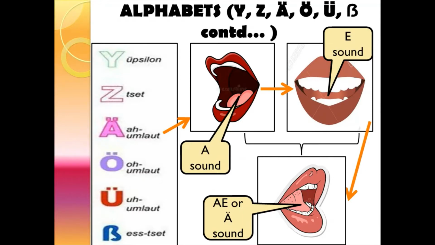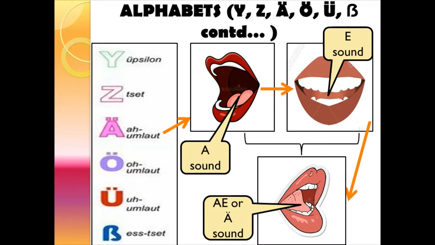Having covered the umlauts briefly in the previous tutorial part, I will now proceed to explain in detail the sounds of the three umlauts: A umlaut, O umlaut, and U umlaut.